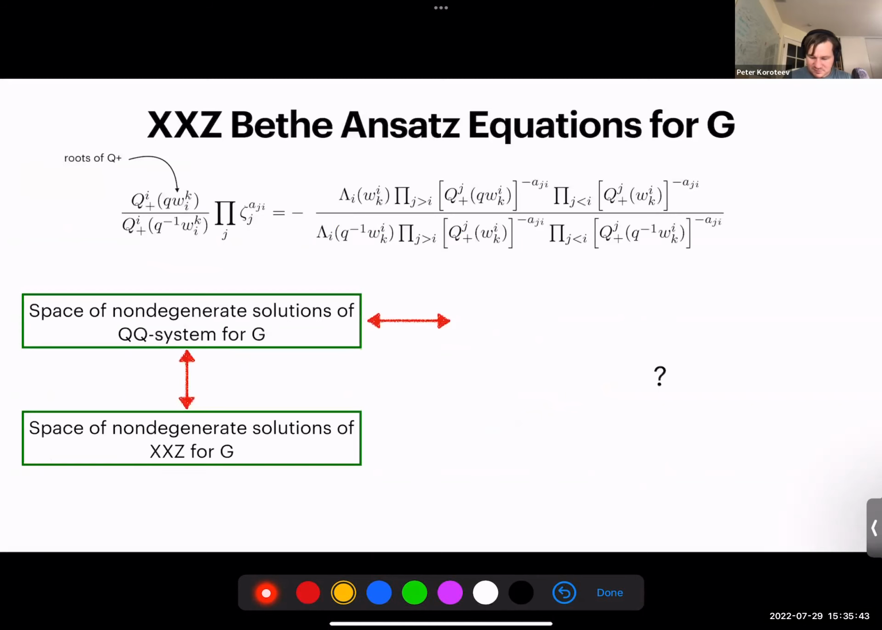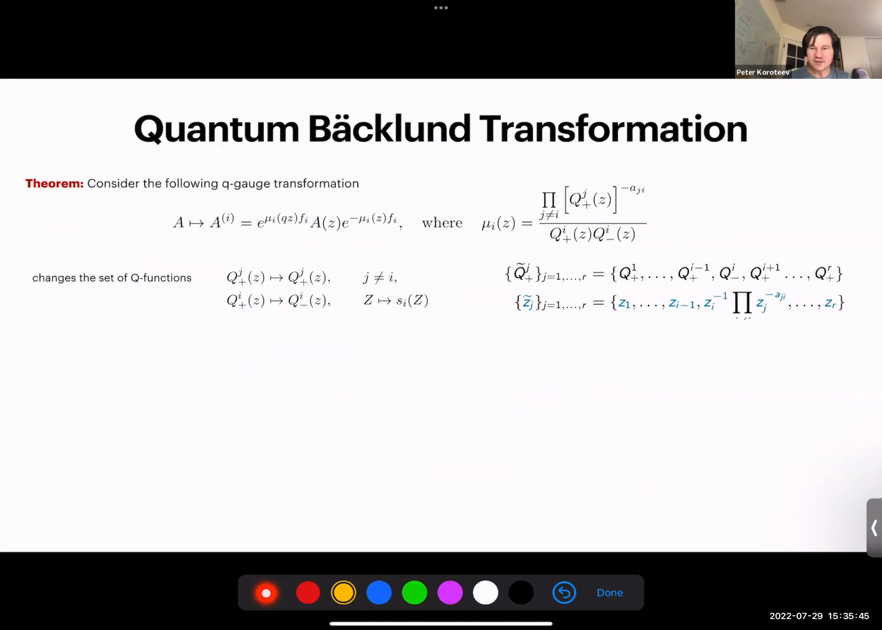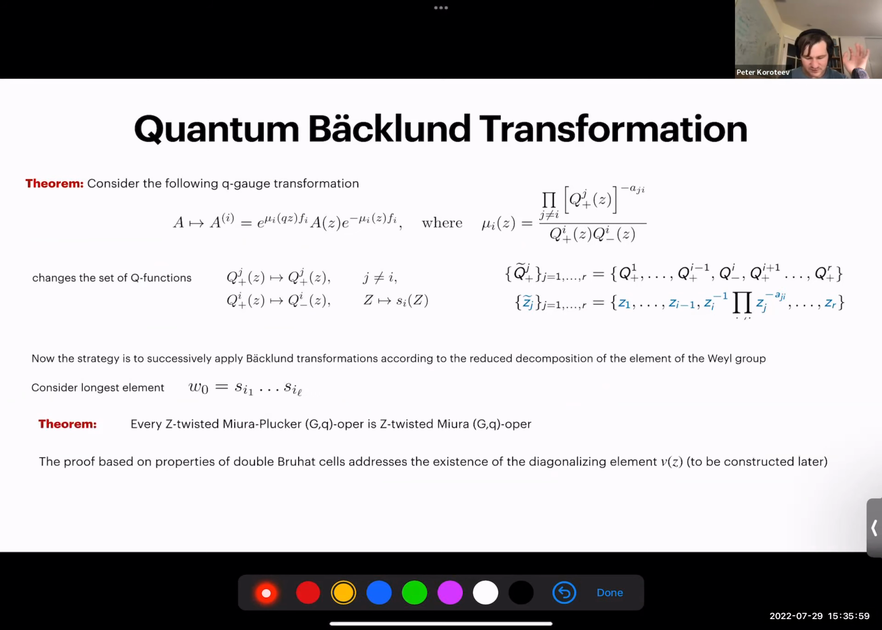The most complicated part is to stitch everything together, to show that the bona fide oper for group G, the G q-oper, is actually equivalent to this Plücker construction. This is done by quantum Bäcklund transformations. I mentioned them before when we talked about the components of the section, but basically, if you have a QQ-system with some Q pluses and Q minuses, you can do this change.